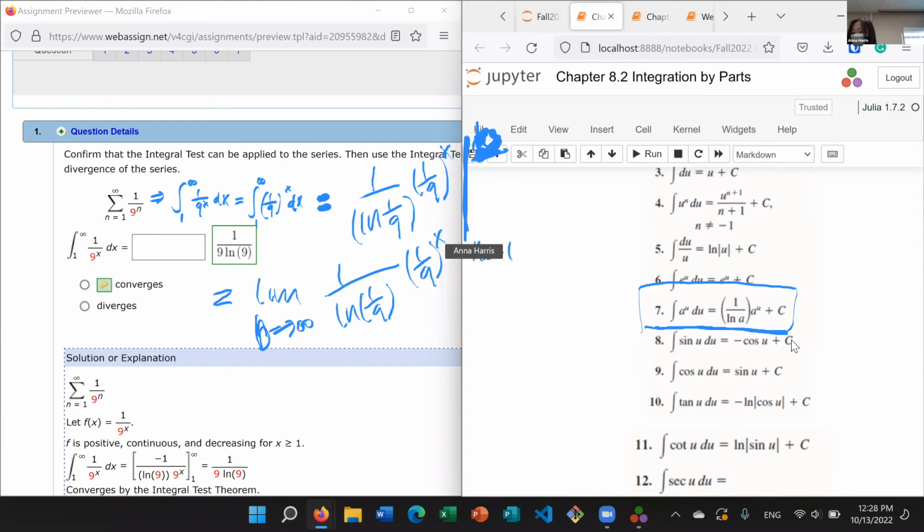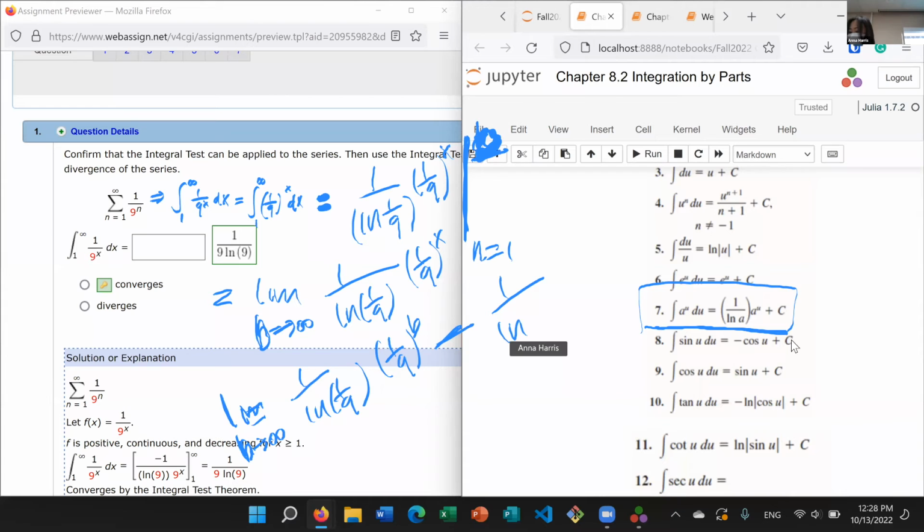Okay, remember, so I'm gonna plug it in at infinity. So I have 1 over natural log of 1/9. I'm still having an infinity in the front. And 1/9. And then minus 1 over natural log 1/9 times 1/9 to the 1. Are you with me, class? I'm just plugging it in, lower limit. So far, so good?